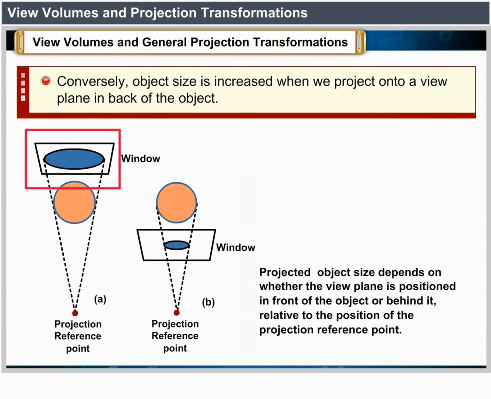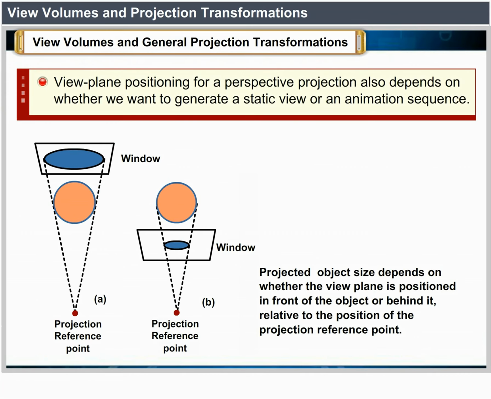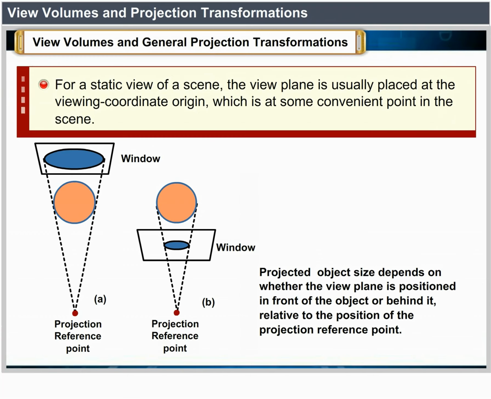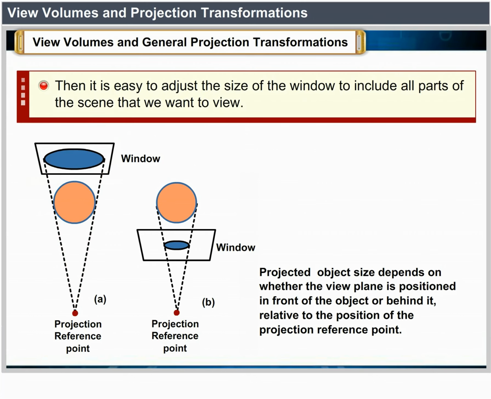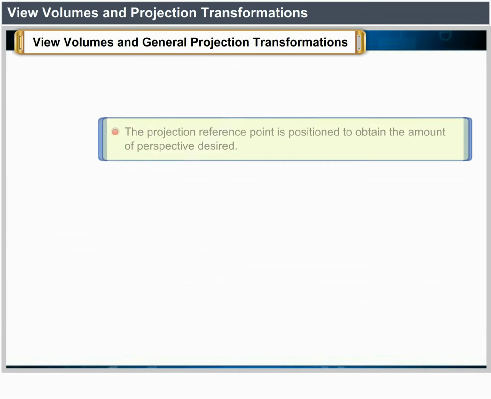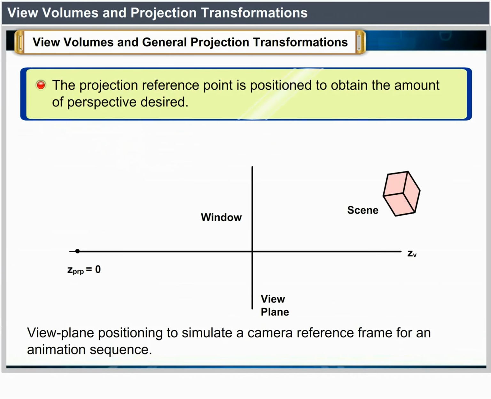View plane positioning for a perspective projection also depends on whether we want to generate a static view or an animation sequence. For a static view of a scene, the view plane is usually placed at the viewing coordinate origin, which is at some convenient point in the scene. Then it is easy to adjust the size of the window to include all parts of the scene that we want to view. The projection reference point is positioned to obtain the amount of perspective desired.